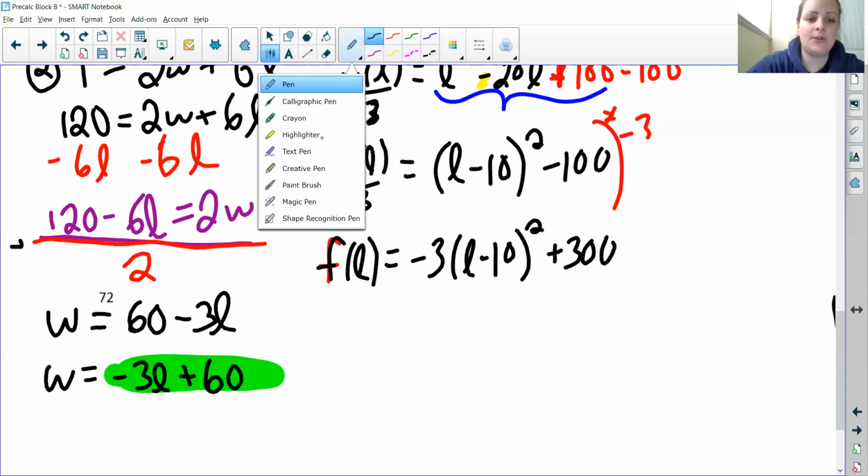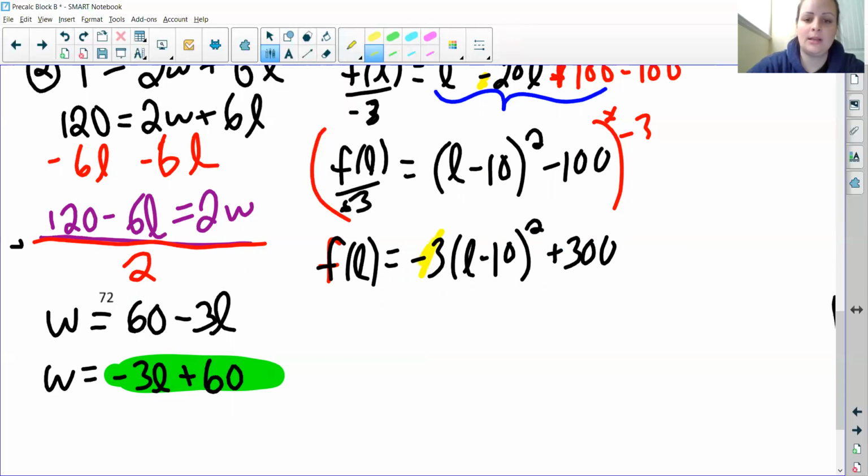So I want you to notice a few things. One, the number in the A position is still -3, so it's still a parabola that opens down, which means it still has a maximum point.